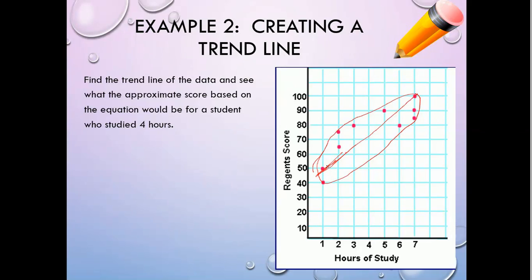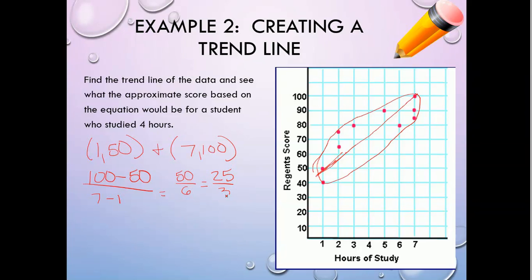So what I'm going to do is pick these 2 points. I have the point (1, 50) and the other point (7, 100). Okay, now I'm going to write the equation like we've been doing before. So I'm going to do my slope: 100 minus 50 over 7 minus 1, which is 50 over 6, which is 25 over 3, right? Now let's write the equation using one of these 2 points. I'm going to use translated form.